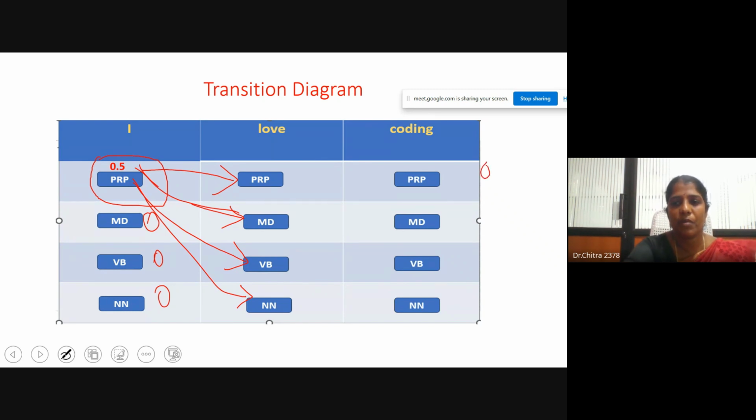So initial probability into, now we are transferring from PRP to PRP. Now what's the meaning of that? The transmission probability. How can you define the transmission probability? A of PRP to PRP. Moving PRP to PRP, what is the transmission probability? And here you are stopping here, so emission probability, B of PRP. So three probabilities: initial probability into transmission probability into emission probability. Calculate this one. That's the second step.